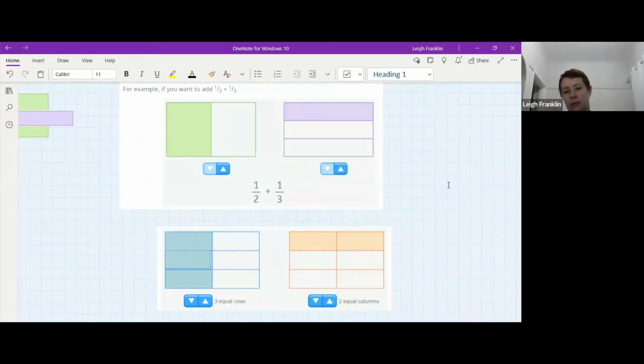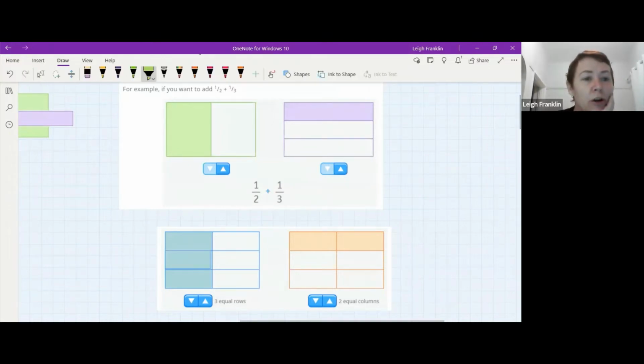Tatelo, go for it. Ma'am, is it the lowest common multiple or denominator? Absolutely. So you need a lowest common denominator, known as the LCD, or as you had called it, the lowest common multiple.